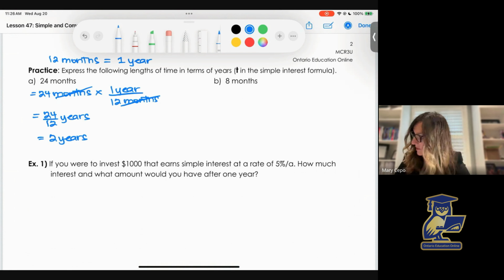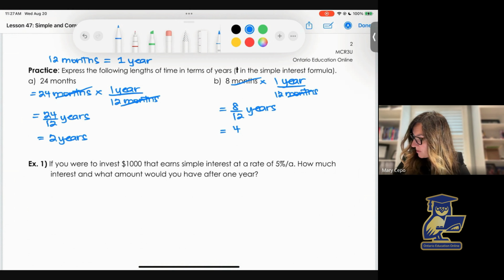Good. 8 months, same idea. We're going to multiply by 1 year over 12 months. The months cancel out, and we're left with 8 over 12 years. And of course, if you can reduce it, please do. So that would be divided by 4, even smaller. 8 divided by 4 is 2, and 12 divided by 4 is 3, so 2/3 of a year.